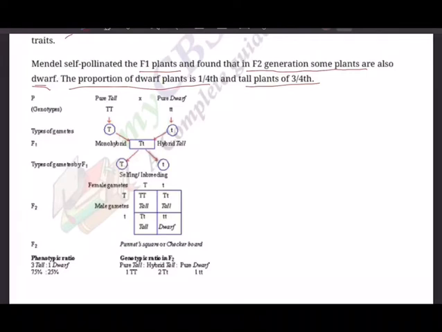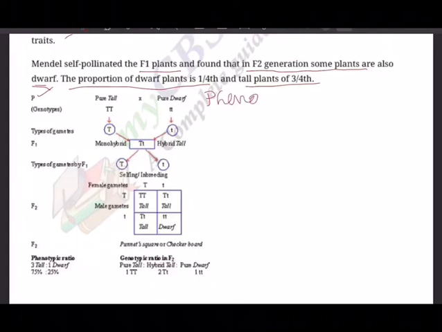And what he has observed, the monohybrid cross is written. So first one is parental generation. P stands for parental generation. And there are 2 things: one is phenotype, another is genotype.